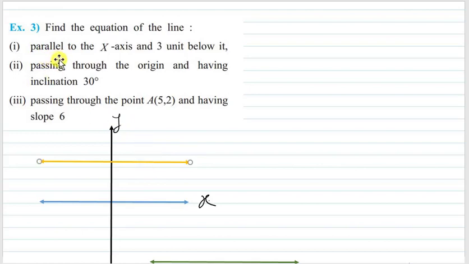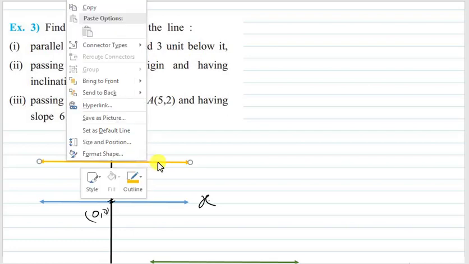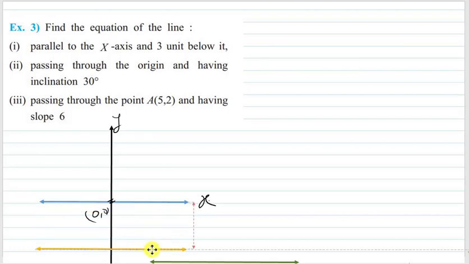The first part was parallel to x-axis, right? This is the line. Here, this will be your origin, okay? Now, the second point is the line should be 3 units below it, right? The line should be 3 units below it. Let us suppose the line is here, 3 units below x-axis. Now this line L1 is parallel to x-axis and 3 units below it.